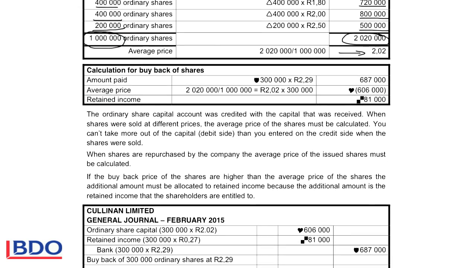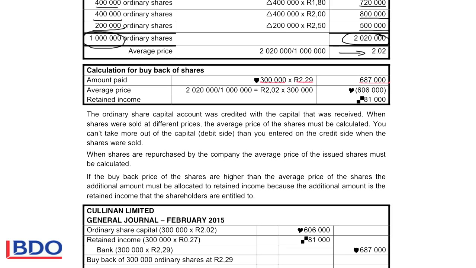Okay, then they say that they decided that they're going to buy back shares at R2.29. And they want to buy back 300,000 shares, times R2.29 will give me 687,000. So that is the amount that will be paid out to the shareholders. That is more than what we originally charged for the shares. So we want to see what is the amount that will be reduced in the capital.